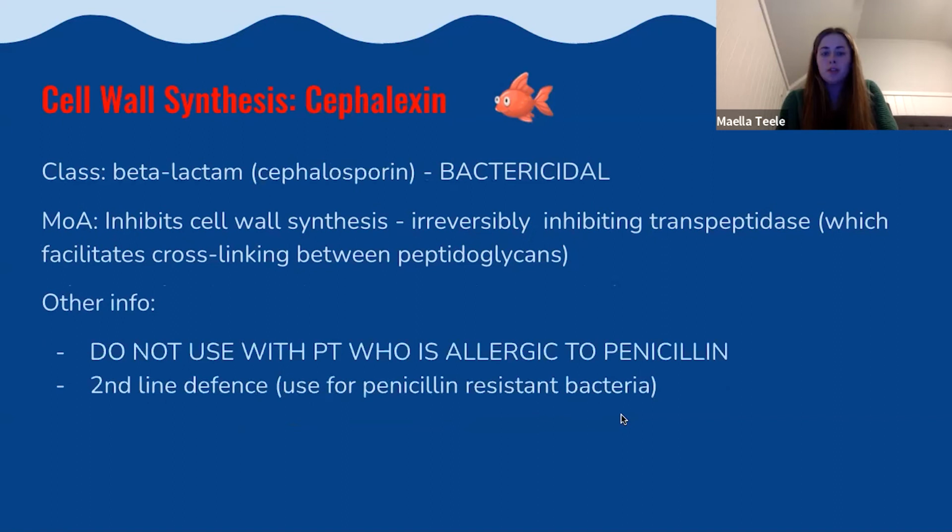Next up we've got cephalexin, which is another cell wall synthesis antibiotic. That's also a beta-lactam, but it's a cephalosporin, and it's also bactericidal. So it's very similar in that it inhibits cell wall synthesis. You should not use this one with a patient who's allergic to penicillin either. It's often used as a second line of defense, so you use it for penicillin-resistant bacteria. It's not penicillin, but it shares a lot of similar properties. So bacteria that are resistant to penicillin might not be resistant to cephalexin. So it's often used as a second line defense.